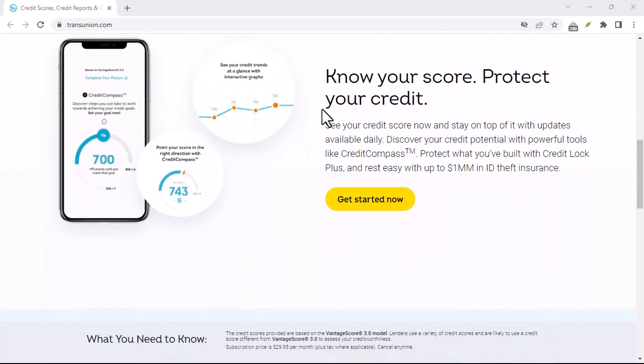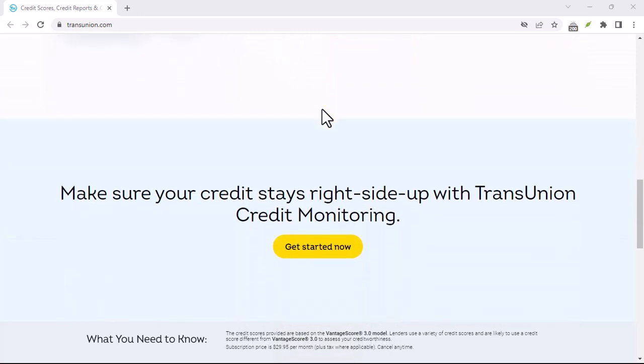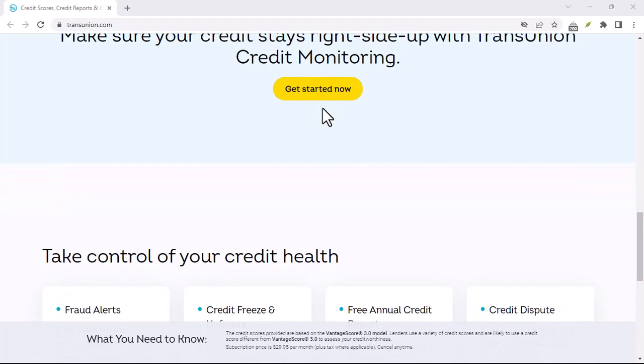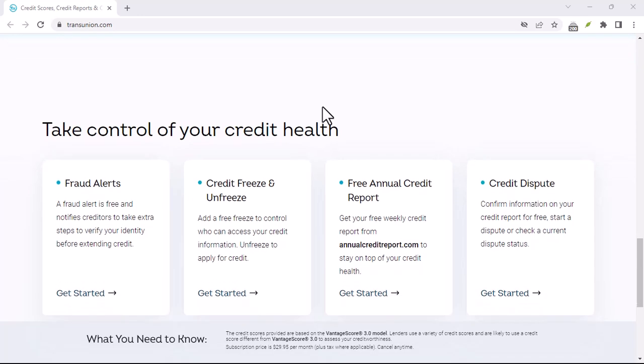Contact TransUnion. Once you've gathered your evidence, it's time to contact TransUnion. You can do this by phone, mail, or online. Make sure to clearly state the disputed information and provide supporting documentation.